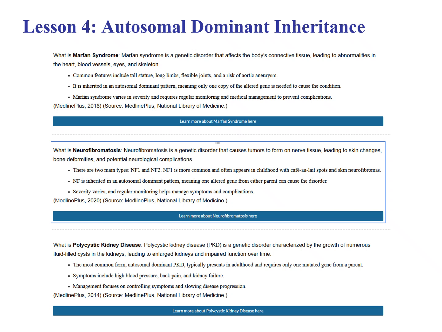On the website, there are brief descriptions of 3 genetic disorders inherited as autosomal dominant traits: Marfan syndrome, neurofibromatosis, and polycystic kidney disease. Each has a link to a page with more details. Please select at least one of these choices to read in more detail.